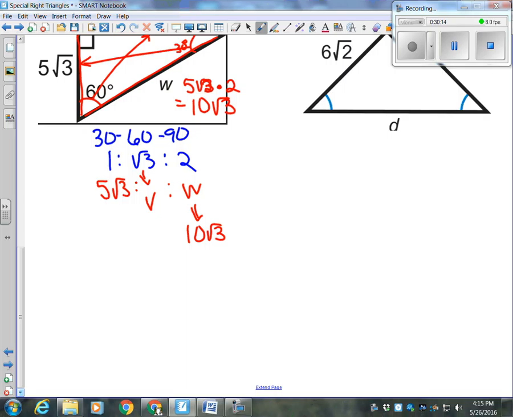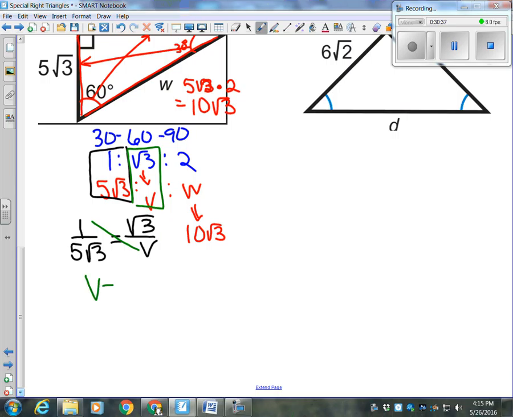What that does is give me a couple of ways I can use to find V. I usually go with what I have given, so I'm going to use this one. It seems to have smaller numbers in it. 1 is related to 5 radical 3 in the same way that square root of 3 is related to V. I'm just pulling them out of my chart. So organizing information is very, very helpful. What happens this time is really nice. 1 times V is V. V is already solved for.